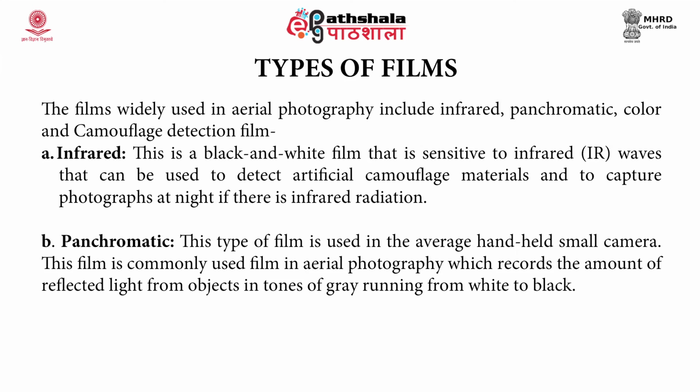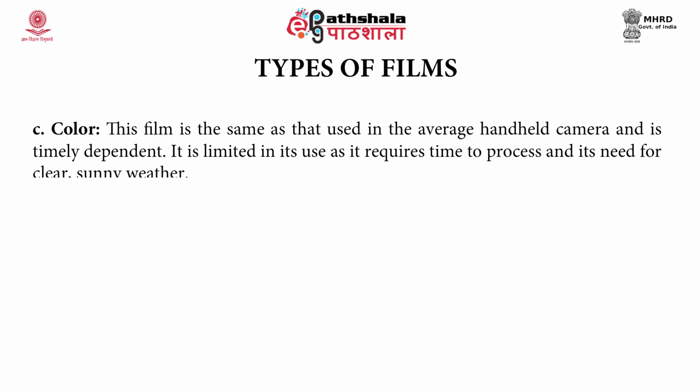The next one is panchromatic film. It is used in the average handheld small camera. This film is commonly used in aerial photography, which records the amount of reflected light from objects in tones of grey running from white to black. Color film is the same as that used in the average handheld camera and is time dependent. It is limited in its use as it requires time to process and needs clear sunny weather.